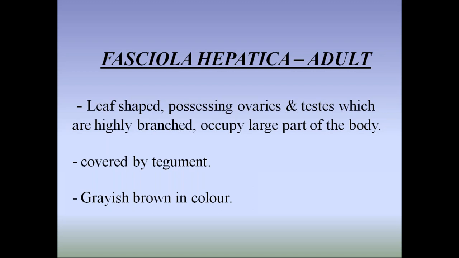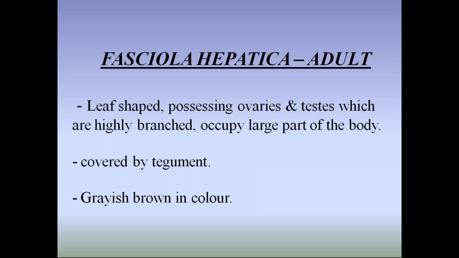Fasciola infection is cosmopolitan. It is a zoonotic disease: it spreads from animals to humans. That is why this disease is called a zoonotic disease. It has a worldwide prevalence of about 17 million cases. It is particularly endemic in sheep-raising countries, where this infection is common. In India, it is extremely uncommon. Few cases are reported from the north and northeast, particularly Assam, Uttar Pradesh, Bihar, etc.